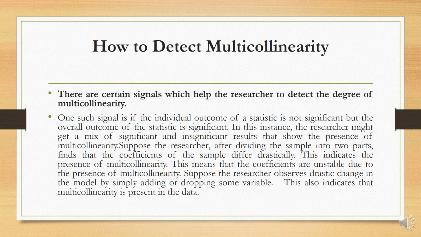Suppose the researcher, after dividing the sample into two parts, finds that the coefficients of the samples differ drastically. This indicates the presence of the multicollinearity. This means that the coefficients are unstable due to the presence of the multicollinearity. Suppose the researcher observes a drastic change in the model by simply adding or dropping some variable. This also indicates that multicollinearity is present in the data.